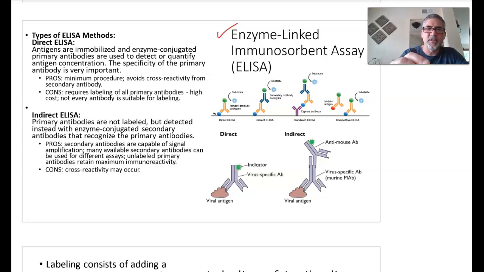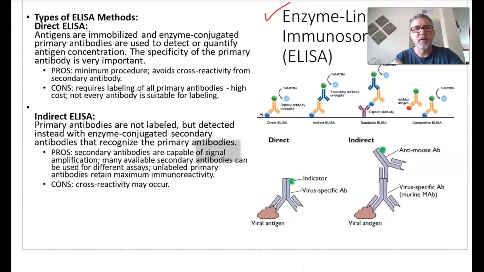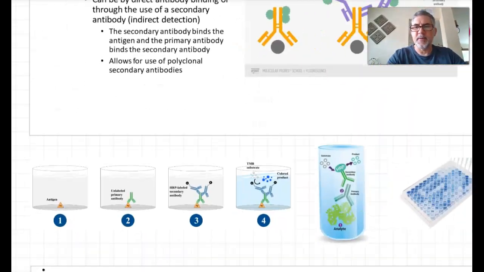But types of ELISA. Make sure that you're able to pick out a lineup, kind of. So we'll talk about direct ELISA first. I guess before we talk about ELISA, I'm going to show you a picture and then I'll come back.